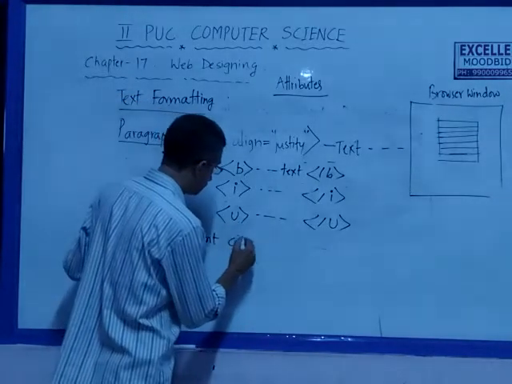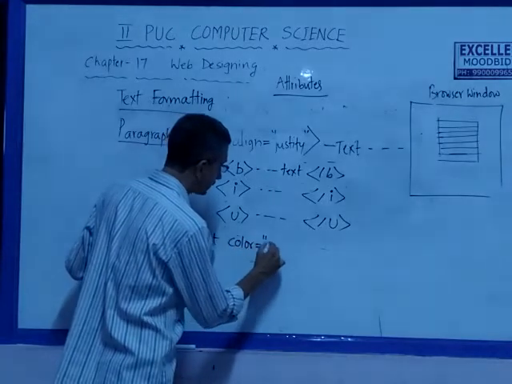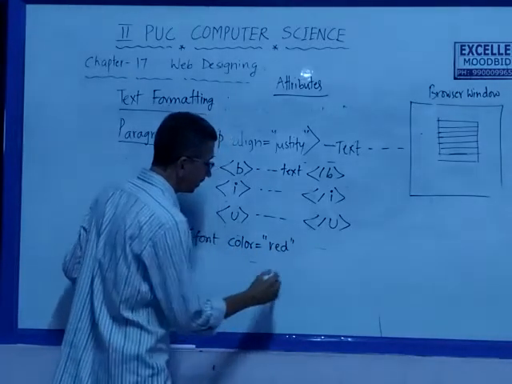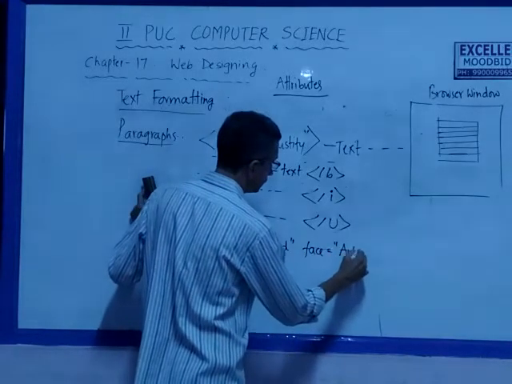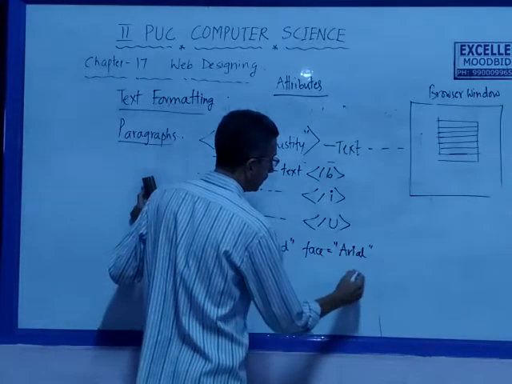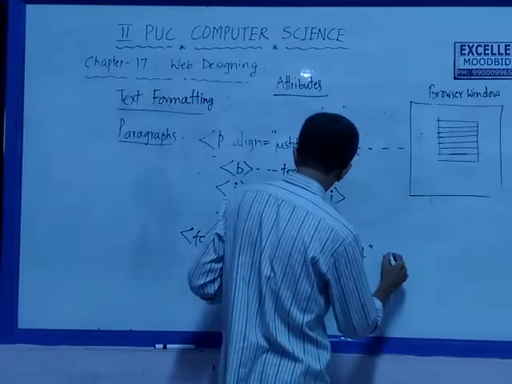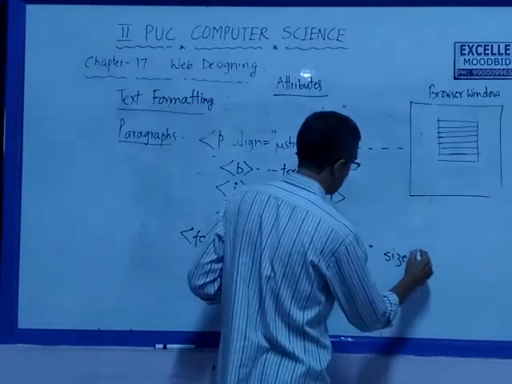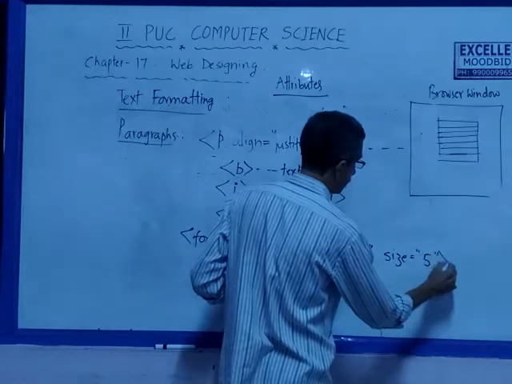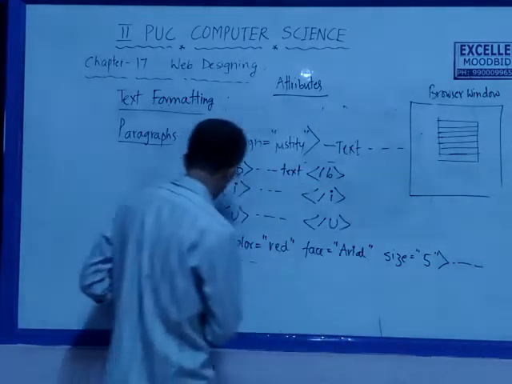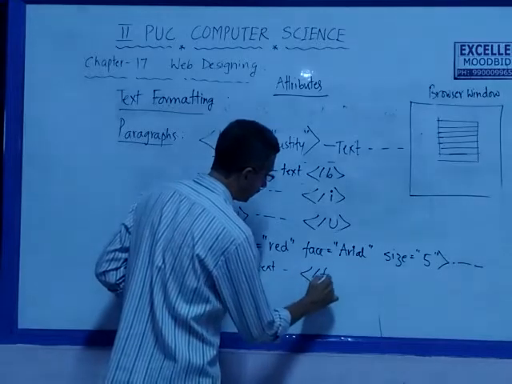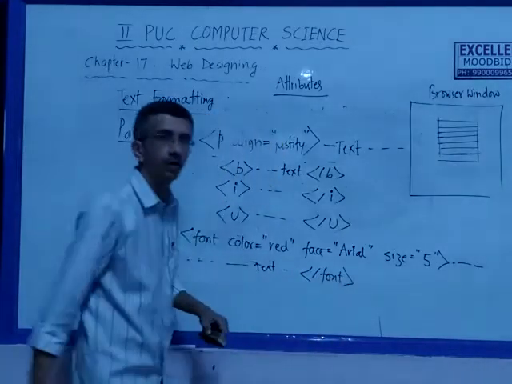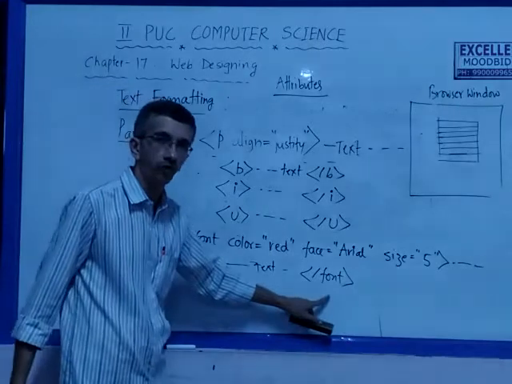Font color, for example, red. Face, suppose Arial. And size is equal to 5. And any text here, whatever the text here, and close font. The font tag has a closing font tag.